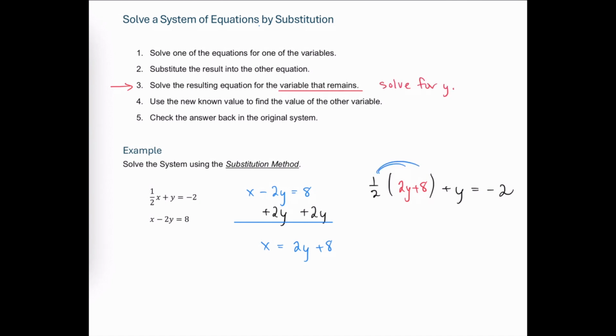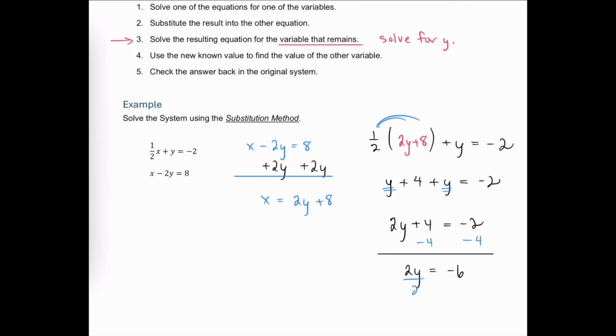To do that, let's distribute 1/2 into this parenthesis. So we get 1/2 times 2y, which is just going to be 1y, plus 1/2 times 8 is 4, plus y is equal to negative 2. We'll combine like terms. y plus y is 2y, plus 4 on the left is equal to negative 2. And to solve for y, we're going to subtract 4 from both sides to get 2y is negative 6. And then finally, we'll divide both sides by 2 to get the y of our solution ordered pair, which is negative 3.